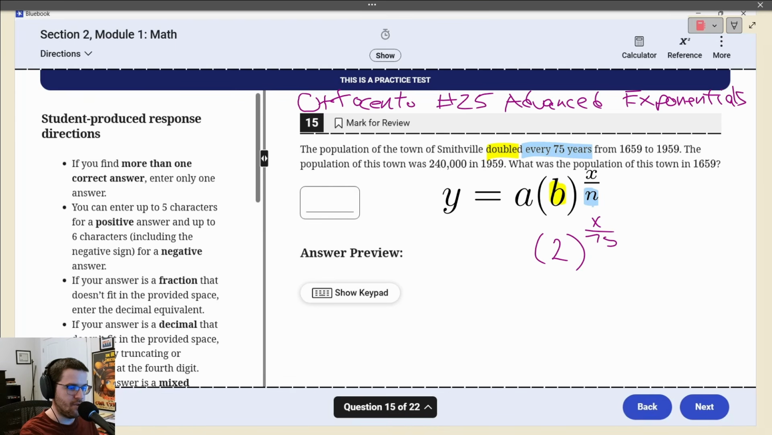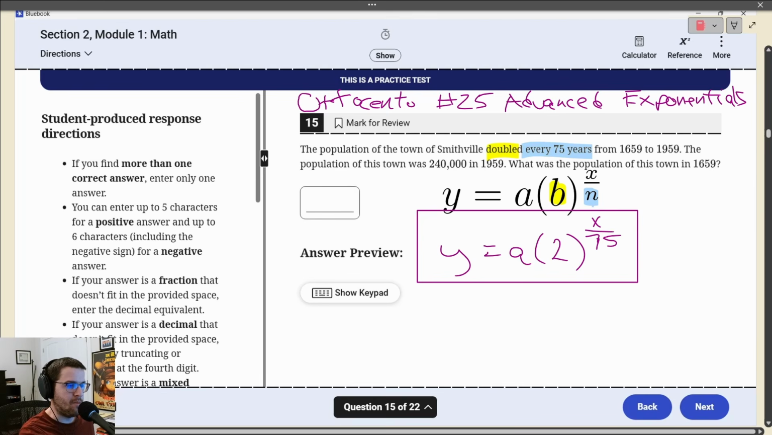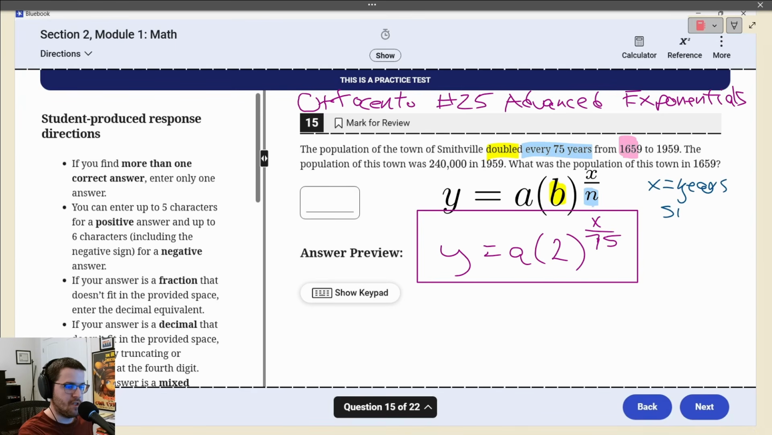Now, the only thing is you'll notice they didn't tell us the initial population. They didn't tell us the population in 1659. So I'm just going to leave that as A. We don't know what that is. So this is the equation for this situation. Great. So now they told us that the population of this town was 240,000 in 1959. So what we can do is we can define X as always the starting year in the problem. So X is the years since 1659.